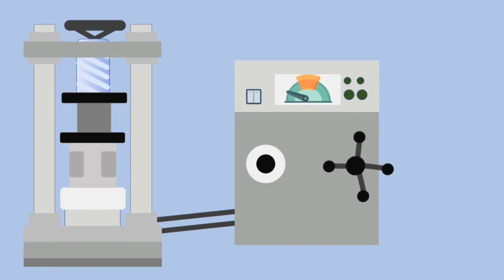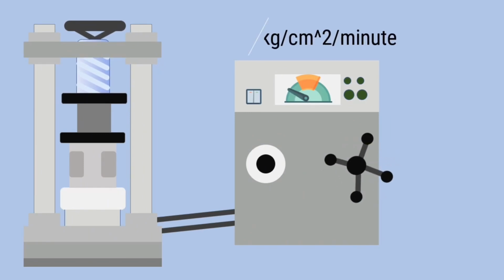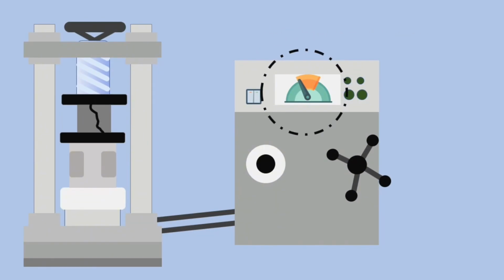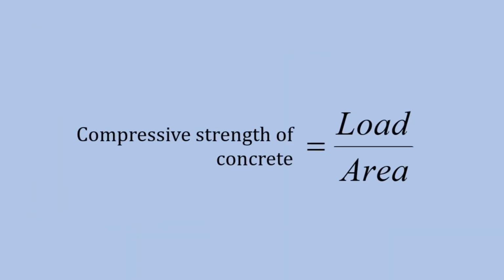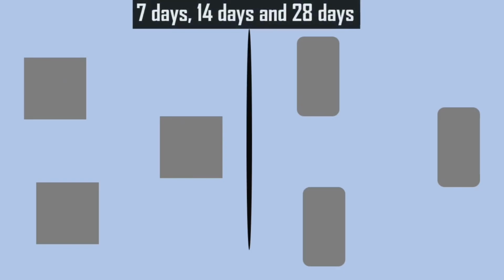The load is applied gradually over the specimen at the rate of 140 kg per square centimeter per minute. The load at which the specimen fails is noted. Thus, the characteristic compressive strength is calculated from the ratio of load and the area. The test is generally done with the help of 3 specimens and tested for 7 days, 14 days and 28 days.